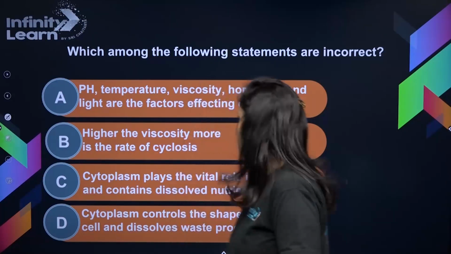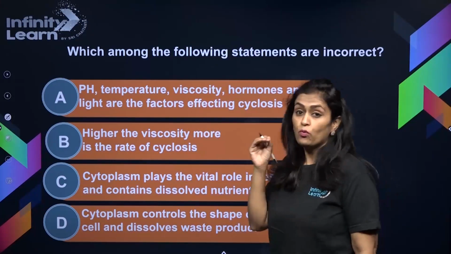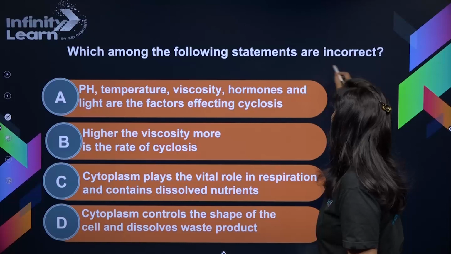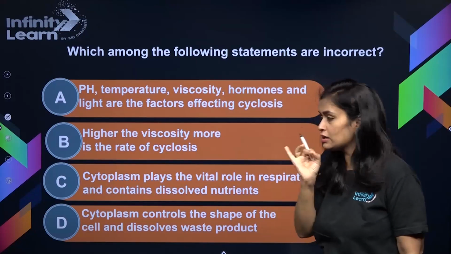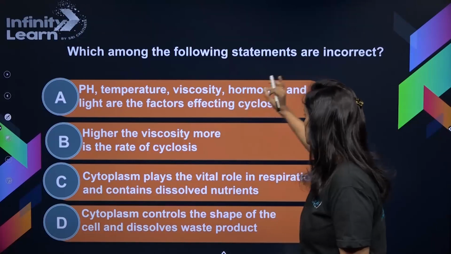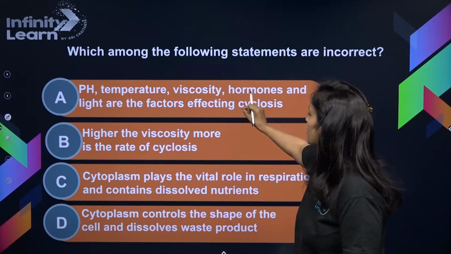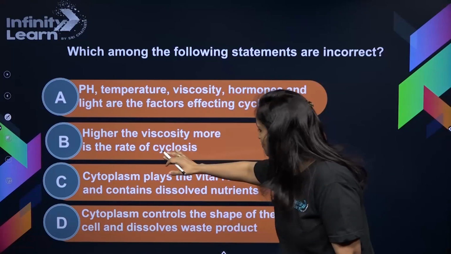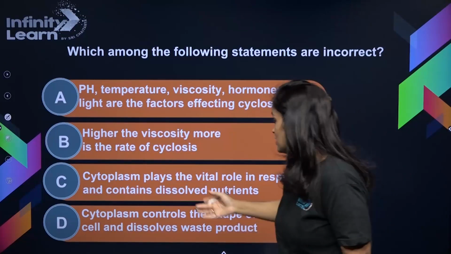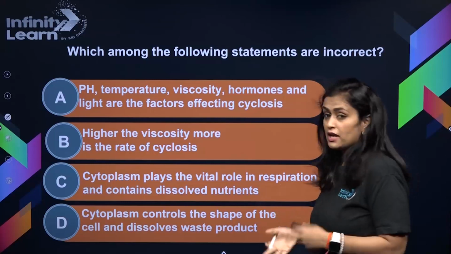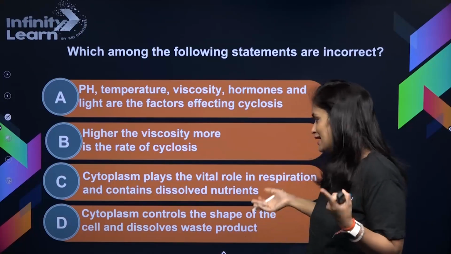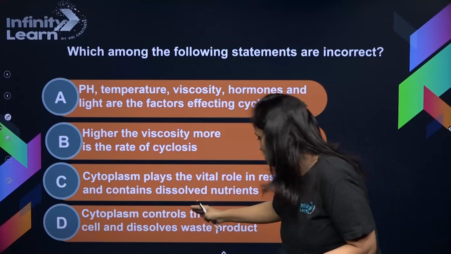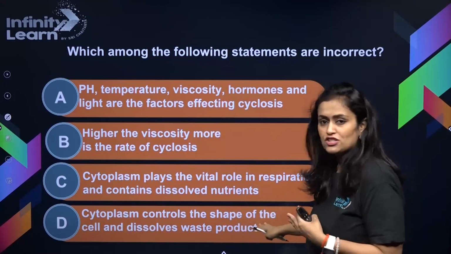Now the question for you people, which is a NEET question. Which among the following statements are incorrect? We have to tell the incorrect statement. We don't want the correct statement, the incorrect one. pH, temperature, viscosity, hormones and light are the factors affecting cyclosis, movement. Can it get affected by this? Higher the viscosity, more is the rate of cyclosis. Cytoplasm plays a vital role in respiration. Glycolysis takes place over there. So yes. Contains dissolved nutrients. Yes, cell inclusions. Cytoplasm controls the shape of the cell and dissolves waste products.